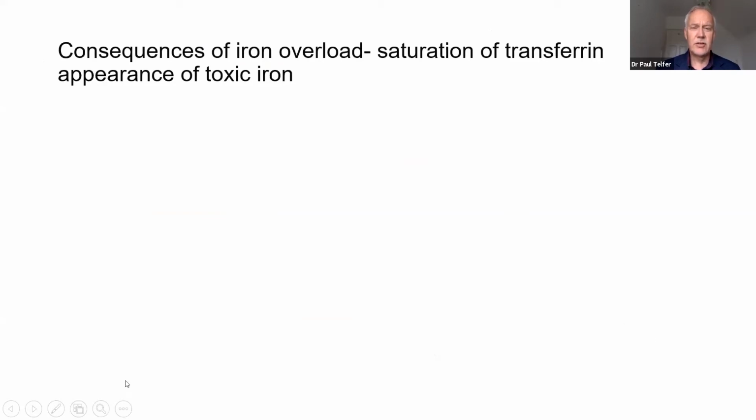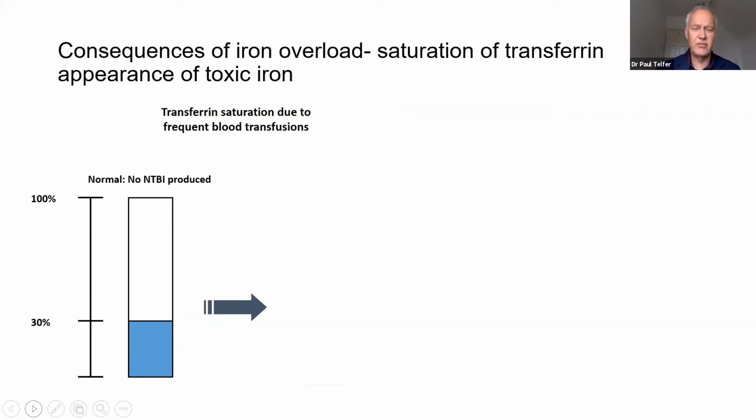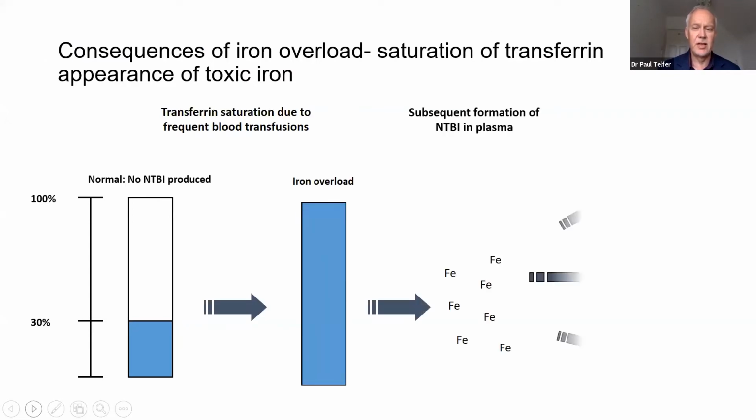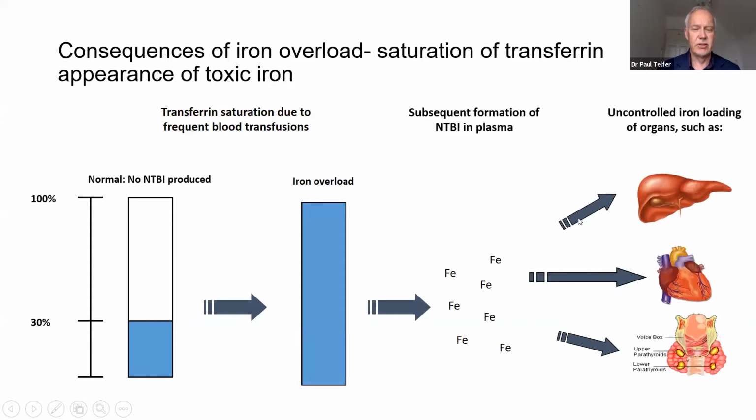Now, what are the consequences of this iron overload? Well, in the early stages, and Rawad, if you could just, I think there are about 2 or 3, if we could just advance that so that we've got the full slide there, that's brilliant, thank you.